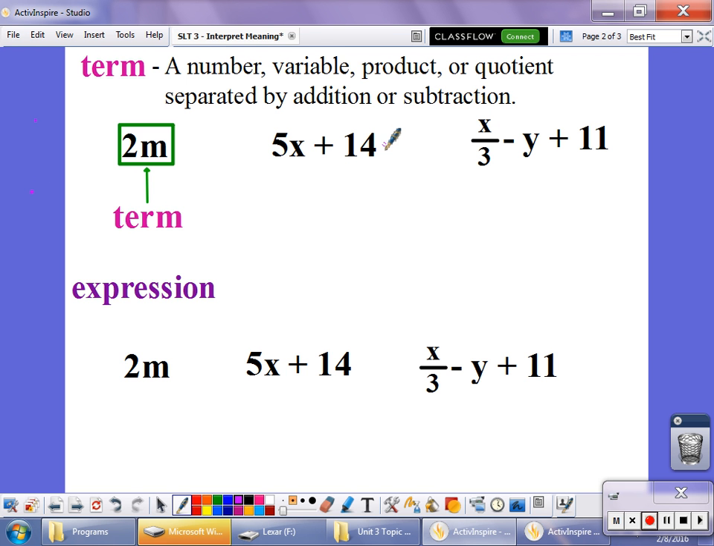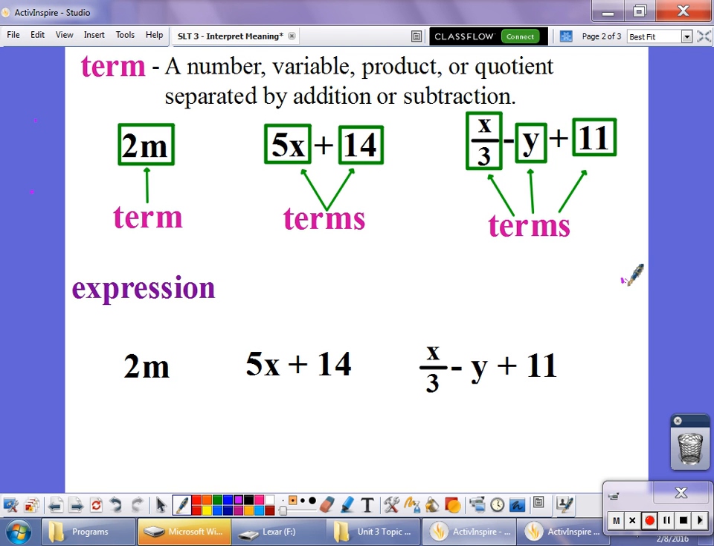In this expression, we have 2 terms. Okay? Our first term is the product of 5 times x, and the second term is just the number 14. In this expression, we have 3 terms. One's a quotient, one is just a variable, and one is a number.